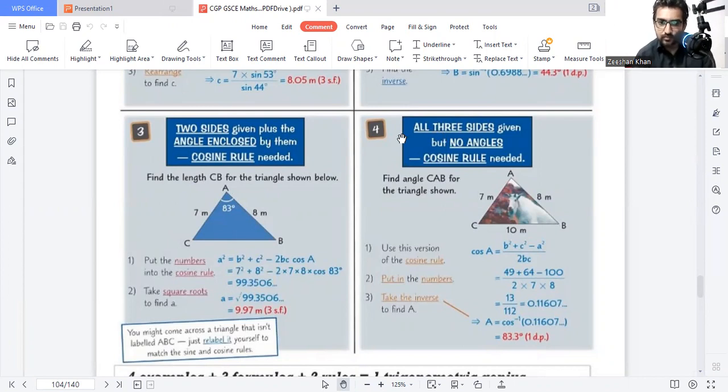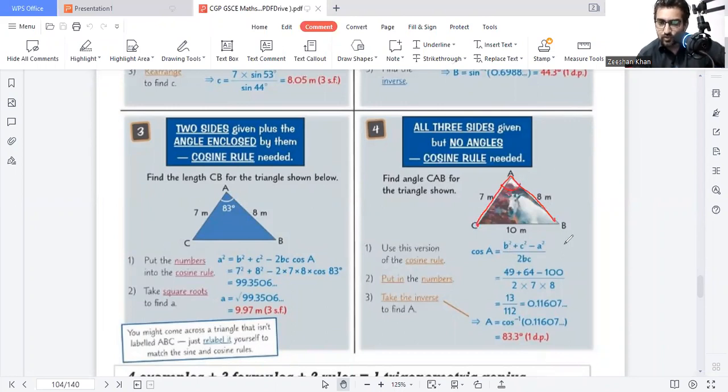Now, part 4. All three sides are given, but no angle is given. Then go for cosine rule. Now you can see 7, 8, 10. All the sides are given, but angle is not given. So find the angle CAB. CAB means C, A, and B. So find out the middle angle.